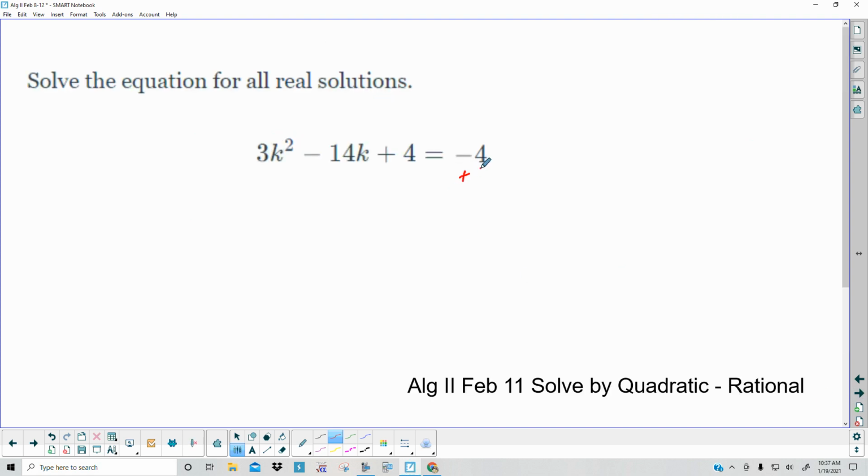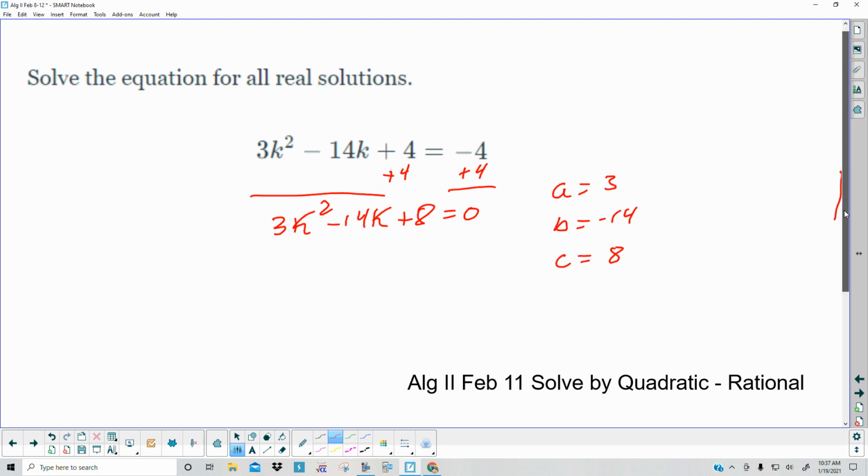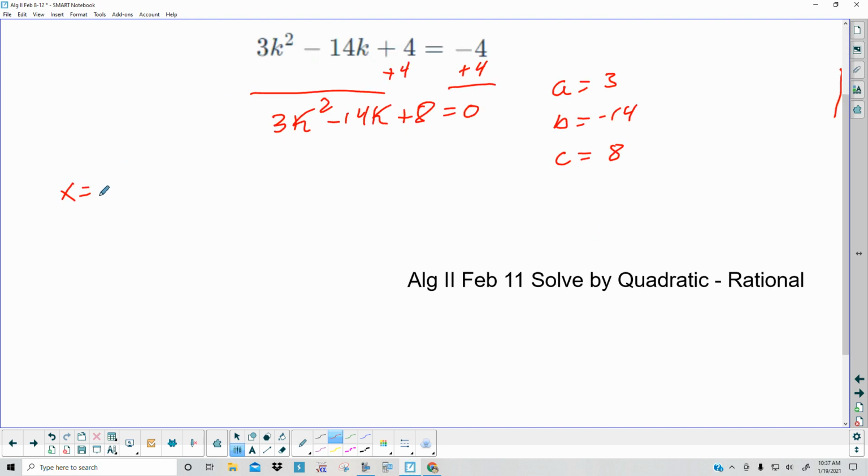This last one, add the 4 to both sides. And you have 3k squared minus 14k plus 8 is equal to 0. Your a is equal to 3, your b is equal to negative 14, and your c is equal to 8. So now you fill out the pattern. Good. So x is equal to the opposite of b, so that would be 14 plus or minus the square root b squared.